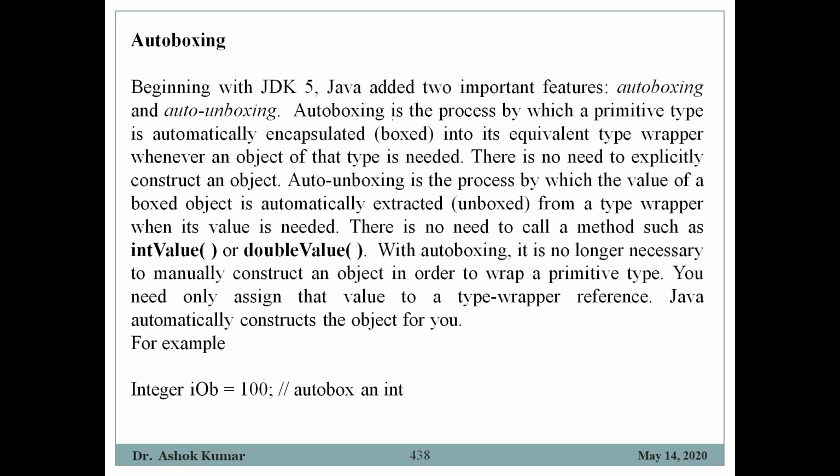This we have already discussed, auto boxing. This is the example as I have shown over here. If you assign an integer value directly to an object of type Integer, or a reference of type Integer, then this integer value 100 will automatically get converted into an object, or we can say the object will be created out of this value, and that object will get the reference iOb. The process being performed here by Java is called the auto boxing operation.